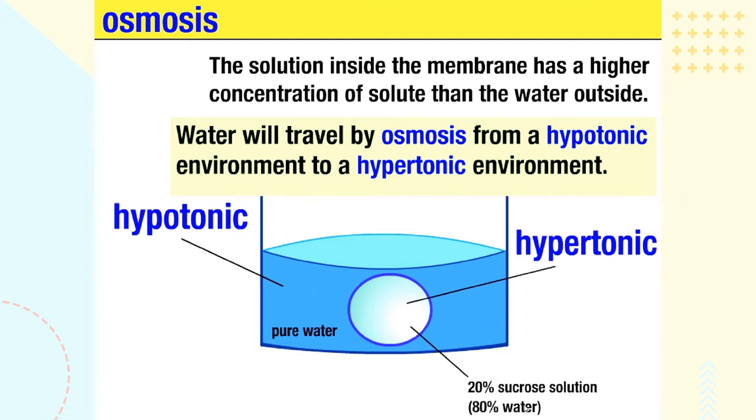You can also look at the percentage of the water. Here within the cell, you only have 80% water inside. Then outside, you have 100%, since it's pure water, 100% water outside the cell.